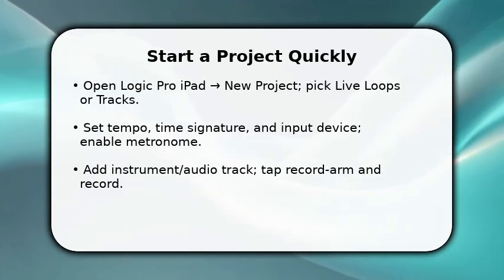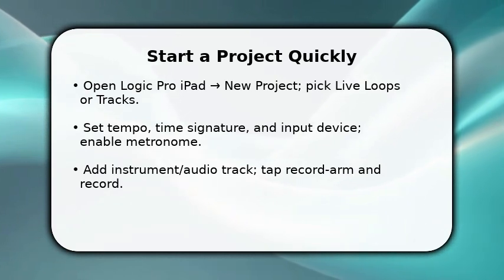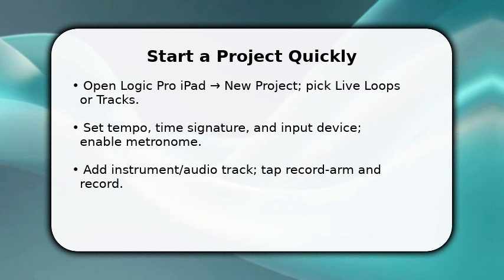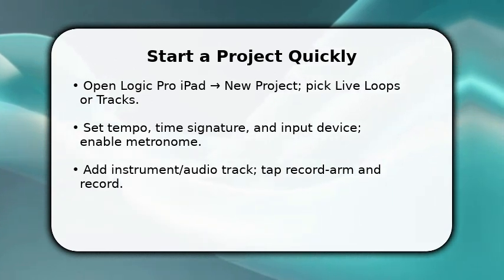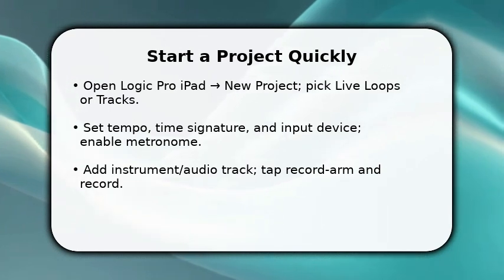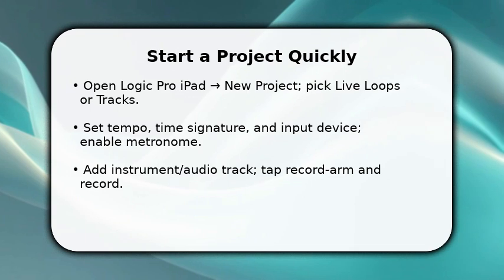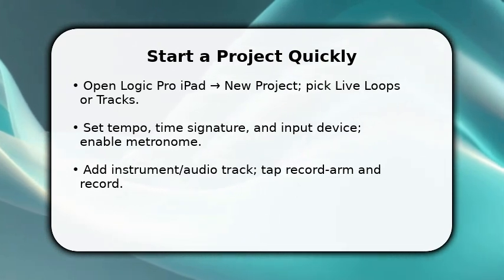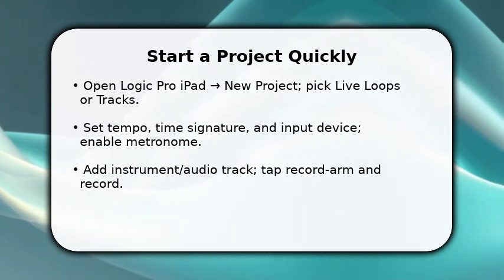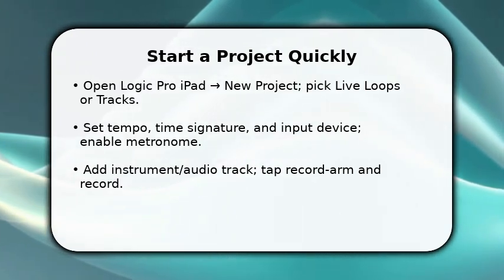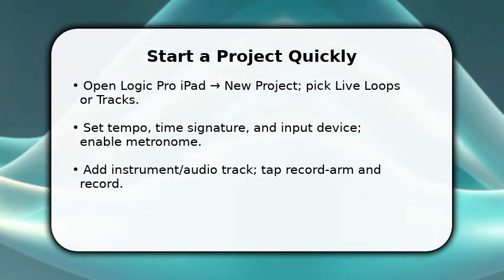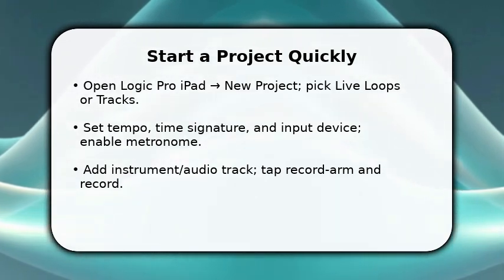You're starting now. Open Logic Pro on your iPad and choose New Project, then decide live loops or tracks depending on workflow. Set tempo and time signature, select your input device, and turn the metronome on so timing stays consistent. Once done, add an instrument or audio track and record arm it. You don't need perfection yet, just capture ideas. Make sure your iPad audio permissions are allowed, and your interface is connected, so the signal routes correctly into Logic.